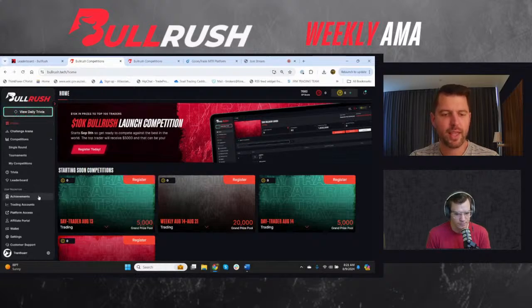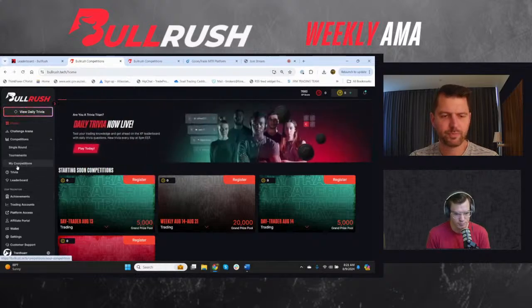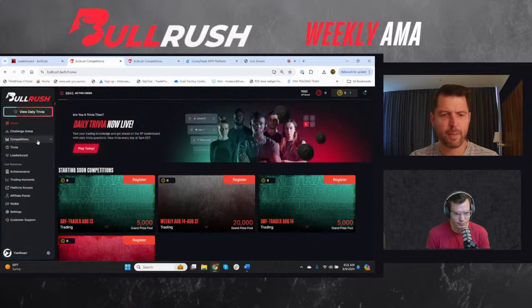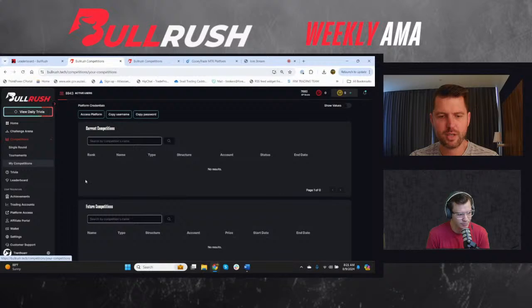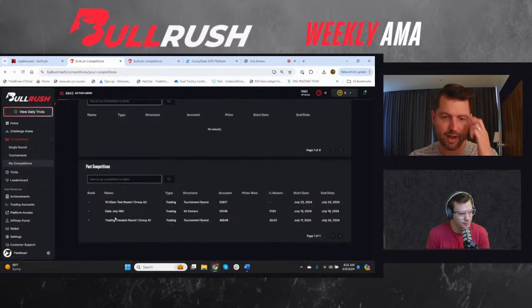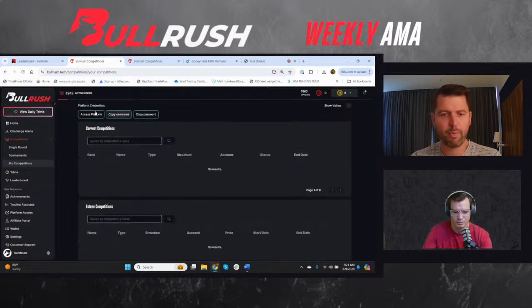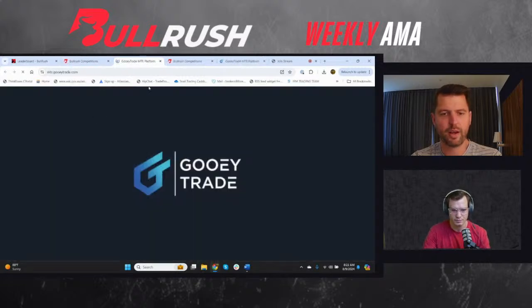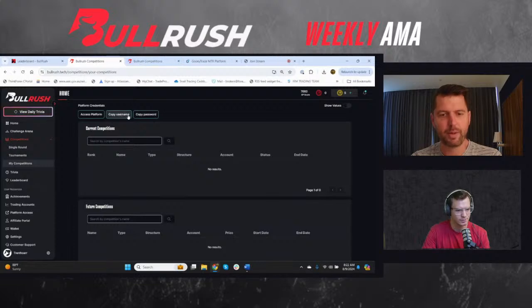The second way is we have a couple pages. The first is underneath the competitions dropdown, we have My Competitions, and you can see every competition that you've ever registered for along with the account number. So you can see here in this test competition on my account, 53617 is my account number. So you can see all that information here. And then if I scroll to the top of the page, all my platform credentials are readily available here, where you can just click them and it'll open. And then you can copy the username and copy the password and paste that in.